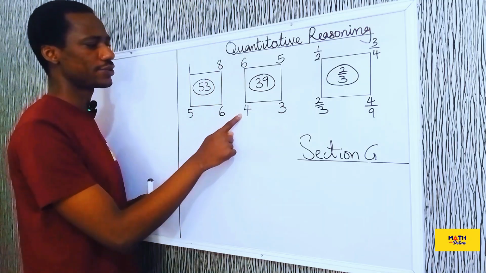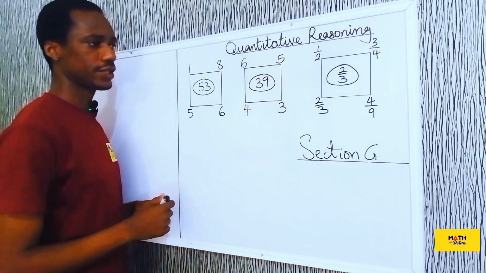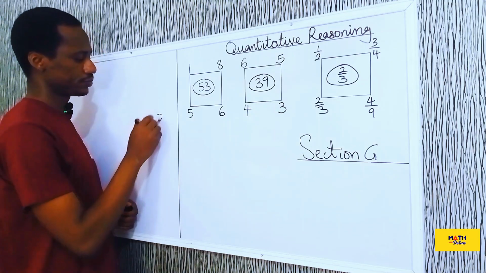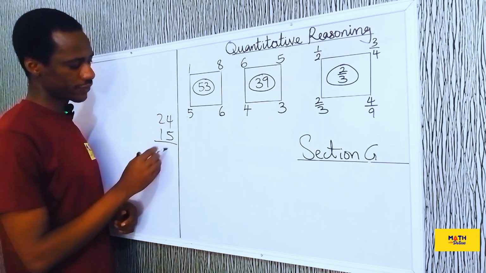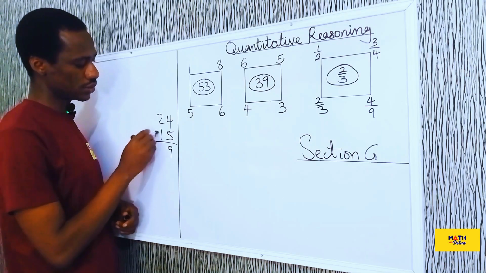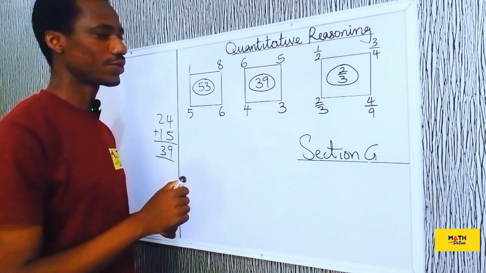6 times 4 is 24. 5 times 3 is 15. Then 4 plus 5 is 9, and 2 plus 1 is 3. Checked. That's correct, but we still need to check the last one.